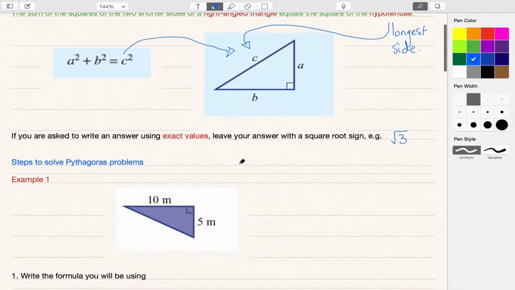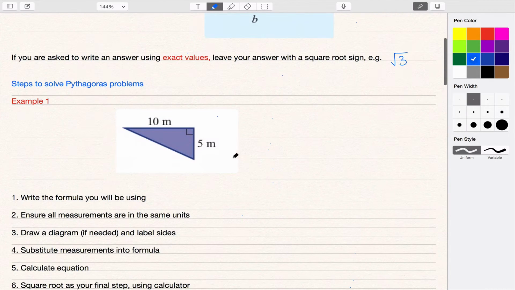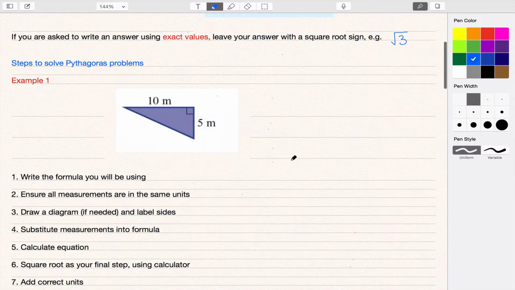Okay, I've got some steps down here and an example we're going to use to go through the first set of steps. When you're solving problems involving Pythagoras, you need to first of all identify that it is a right-angle triangle and that the problem is asking you to use the Pythagoras theorem. The very first step is to write the formula that you'll be using, and you might think that's a bit silly because all of them are going to be the Pythagoras theorem for this type of question. But we'll be doing some different measurement problems soon, and you'll have different formulas for those.